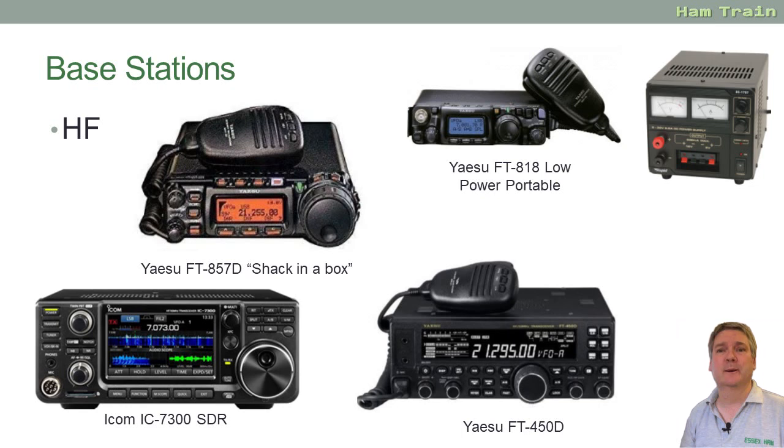Moving on now to HF base stations. There's a massive range you can choose from here. All sorts like portable low power units such as the Yaesu FT818, something called a shack in a box like the now obsolete FT857 that does HF as well as UHF and VHF, a software defined radio like the ICOM 7300, or a more traditional model like the Yaesu FT450D.